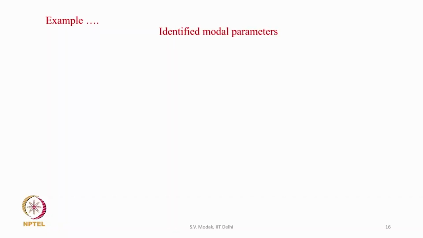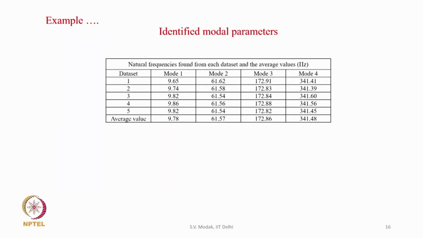So, what are the results we obtained for the cantilever structure? So, this table shows the results of the natural frequencies for the 4 modes which are there in the 0 to 400 hertz band, right. So, we can see we obtained natural frequencies for each data set, and at the bottom you can see these are the average values. Okay. These are the average values of the natural frequencies. So, this is for mode 1, mode 2, mode 3 and mode 4.